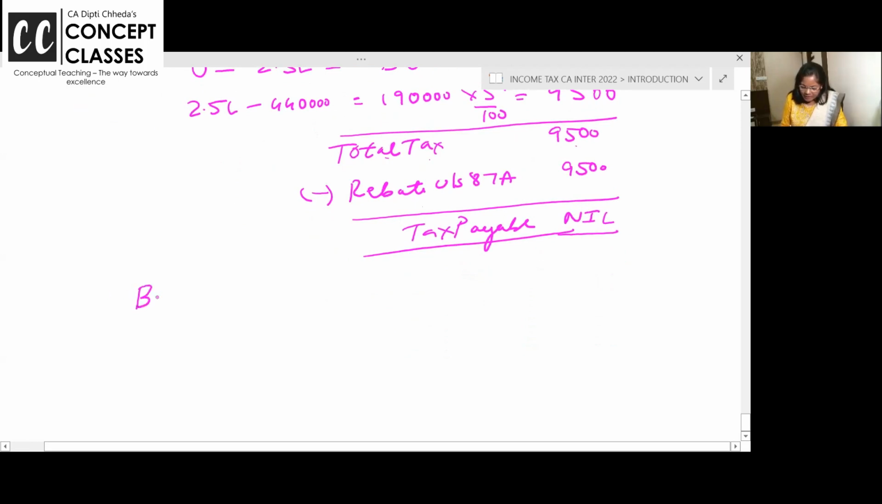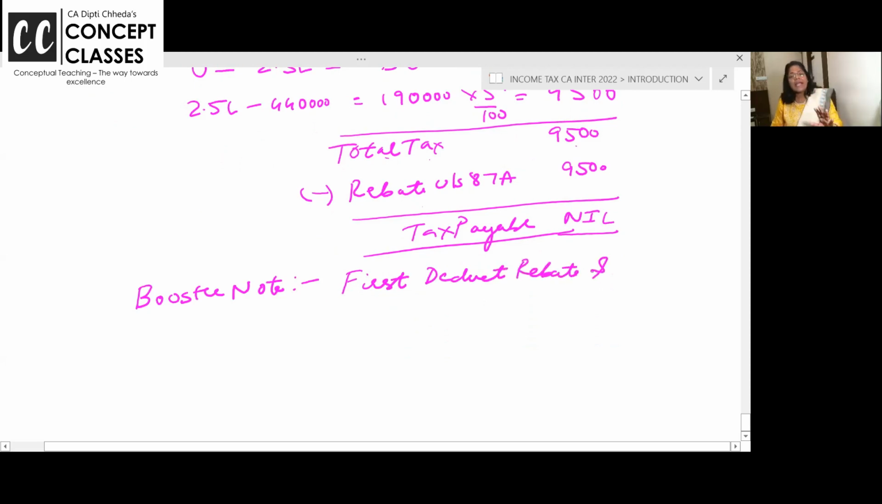You know, this I call a very important booster note. Point to remember, one day before the exam, if you refer to the notes, it should be clear to you. First, deduct rebate. Please relax. I'll do 2-3 more problems for rebate.